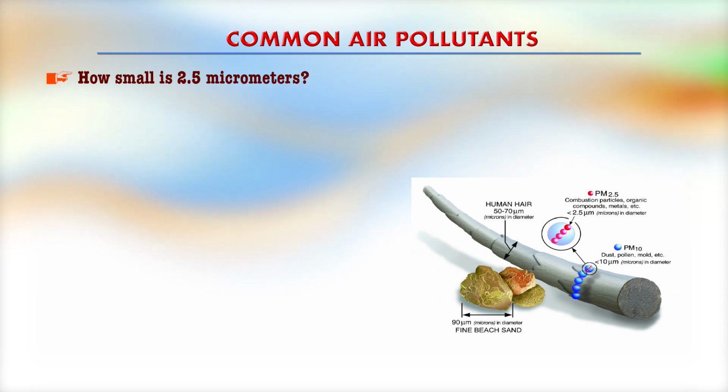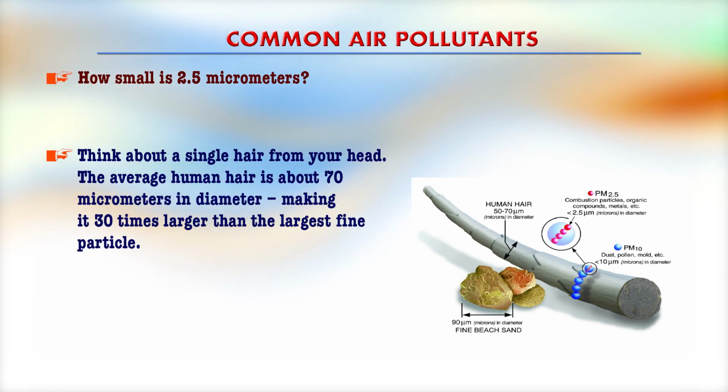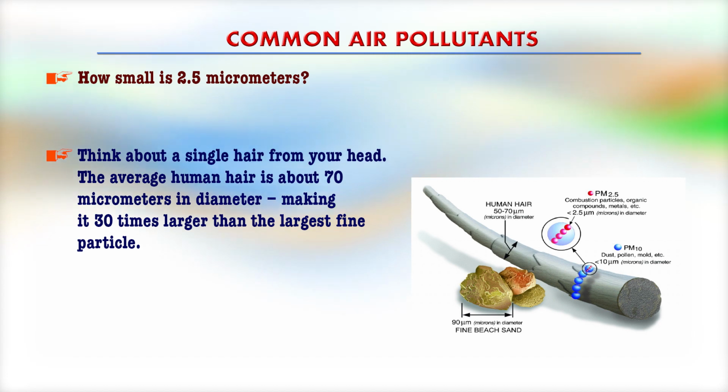How small is 2.5 micrometers? Think about a single hair from our head. The average human hair is about 70 micrometers in diameter, making it 30 times larger than the largest fine particle. These particles come in many sizes and shapes, and they can be made up of hundreds of different chemicals. Some are emitted directly from a source, like construction sites, unpaved roads, fields, smokestacks or fires.